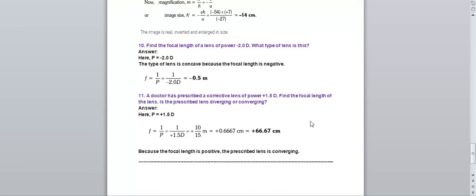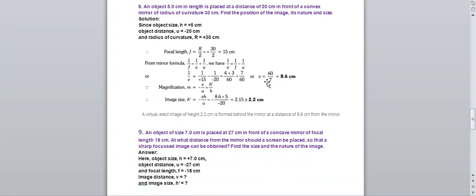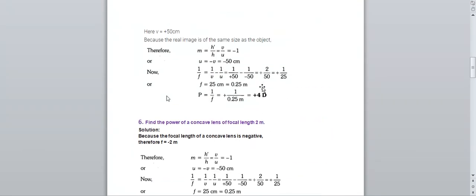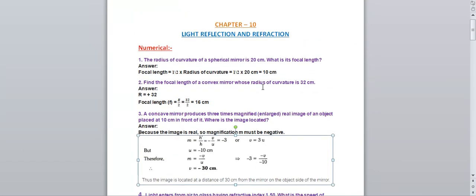So these things you have to keep in mind, and you have to clearly look at the question whether it is a lens or a mirror. If it is a lens, you have to use the lens formula, and if it is a mirror, you have to use the mirror formula, and accordingly solve the questions. So I hope you all have understood the concepts of the formulas given in the chapter Light: Reflection and Refraction. In case you don't know anything about the question, at least you should write the data which are given in the question.